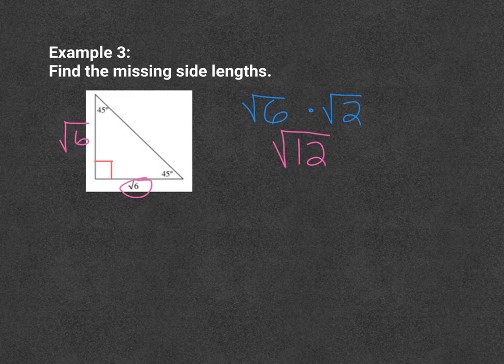However, I cannot leave it that way, so I'm going to break it up. So 4 times 3 will give me 12. And I know that 4 is a perfect square, and that becomes 2, so that will come out of the radical, so it'll be 2 radical 3. So that means the hypotenuse is 2 radical 3.